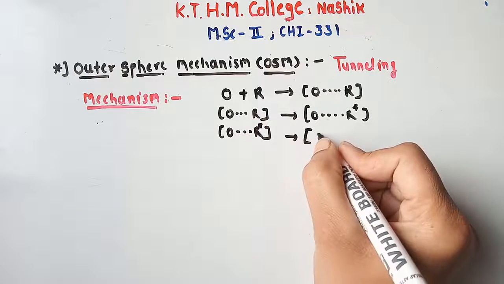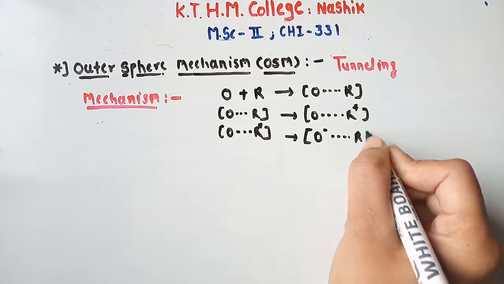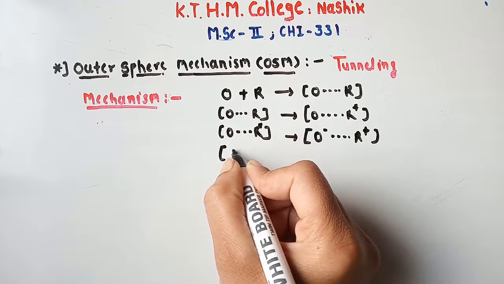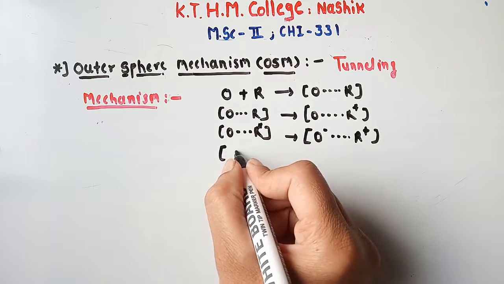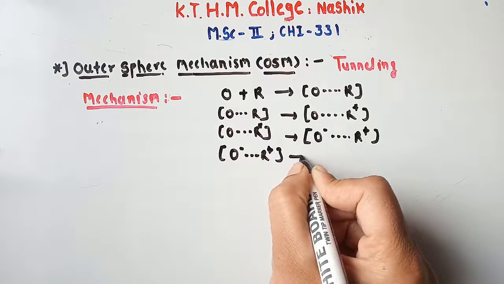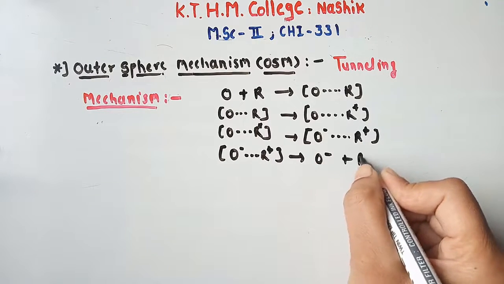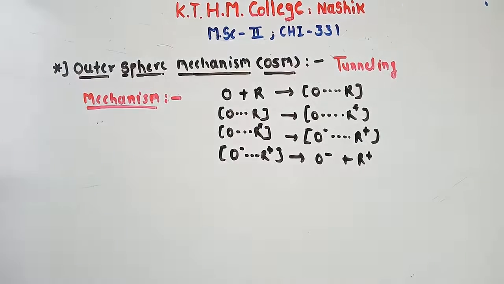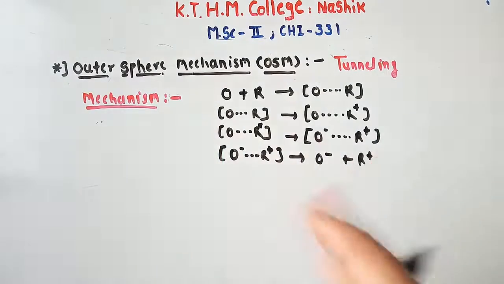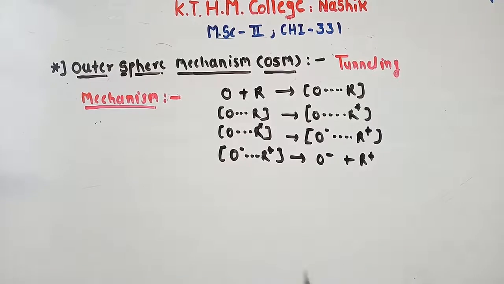Then there is electronic transition between reductant to oxidant. And finally there is dissociation of successor complex. This is the general mechanism for OSM. This is oxidant, reductant. Let's see in detail.